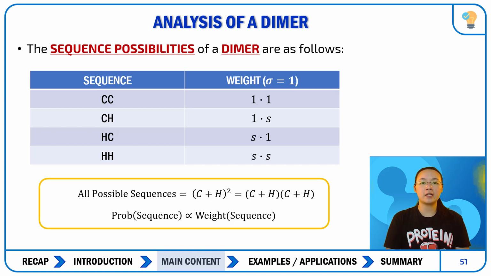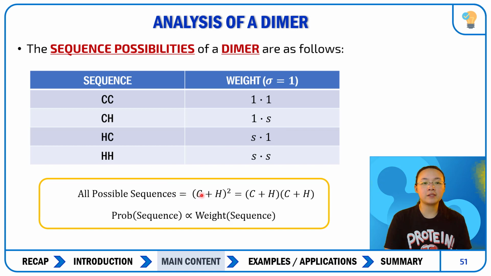Let's now take a look at a dimer as an example. So that means just two amino acids. We can obtain a list of all possible sequences of a dimer by combining them. We can have CC, CH, HC, and HH. So these are all the possible combinations. The weights can also be defined. You have 1 times 1, 1 times S times 1, and S times S. So these two are going to be the exact same weight because it's the exact same makeup. So we can also make our lives a lot easier by using a binomial expansion to quickly get all the possible sequences.